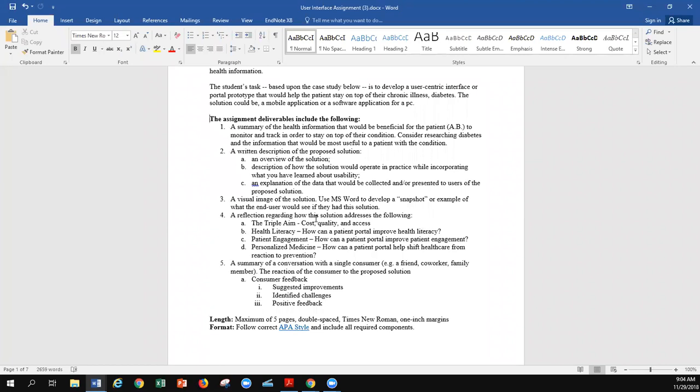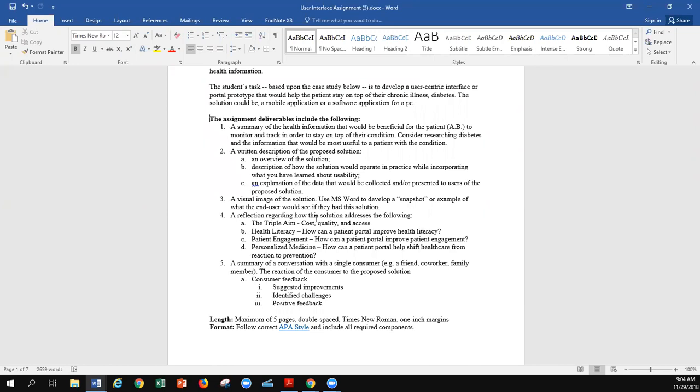Then you're going to, this is where the prototype comes in. I want you to develop a visual image of the solution. So you can use MS Word, or you don't have to use MS Word. You can use PowerPoint. You can use really whatever tool you want. Again, the only caveat for your snapshot or your visual image of the solution is that you make it so everybody can view it. So if you're using an application that maybe isn't as universal, make sure you put it in PDF, okay?